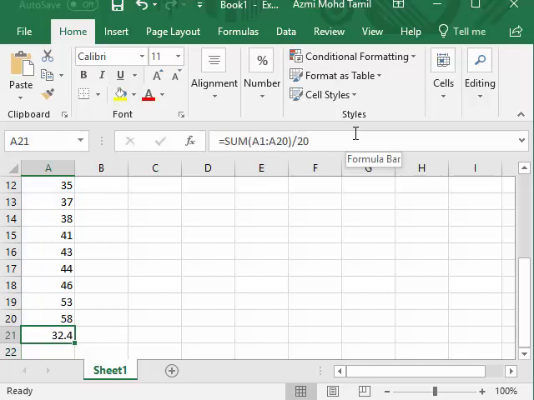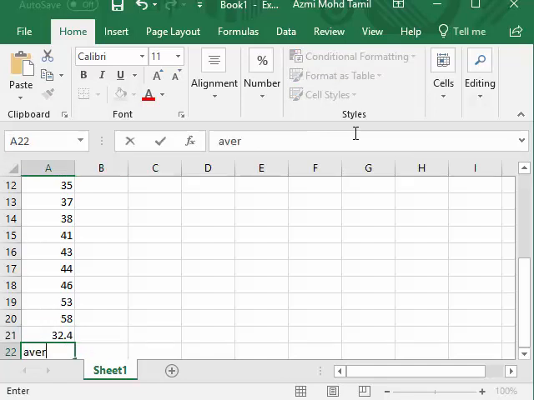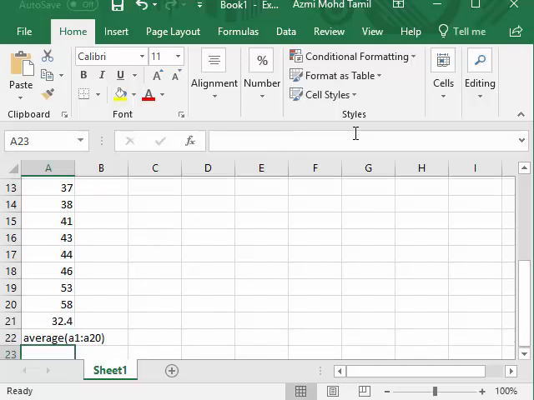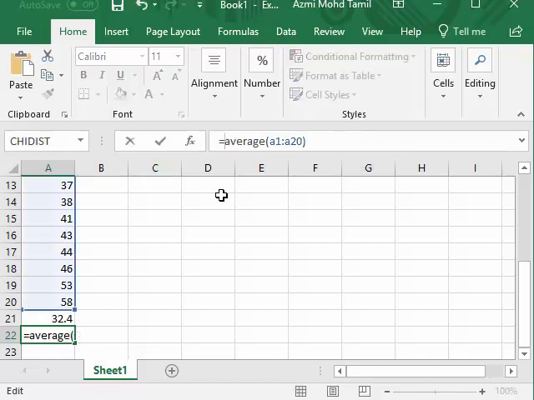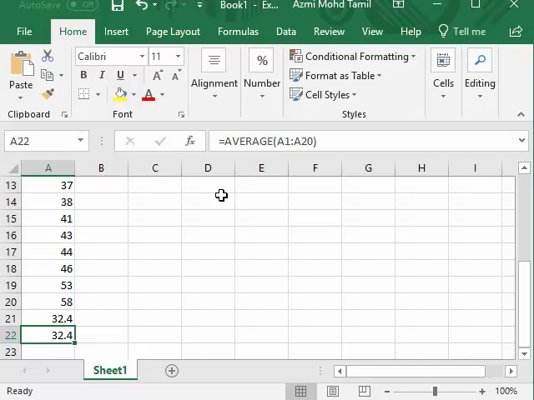Doctor, is there a shortcut? Yes. The shortcut is average. So you type equals average, from where to where? From A1 until A20. Close the bracket. You have to have the equal sign in front. You get the same thing, 32.4.